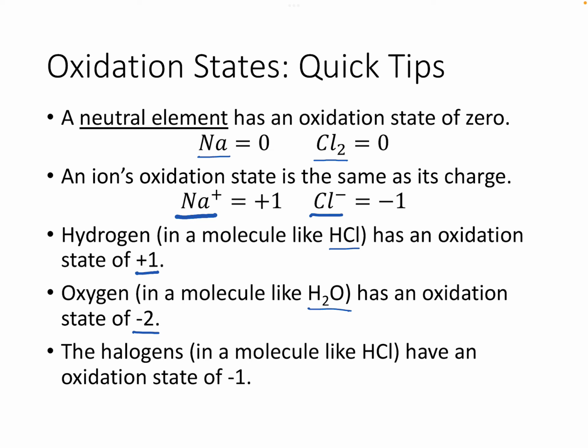Now, the last rule says that halogens, so this would be fluorine, chlorine, bromine, iodine, they have an oxidation state of -1 when they're in a molecule.